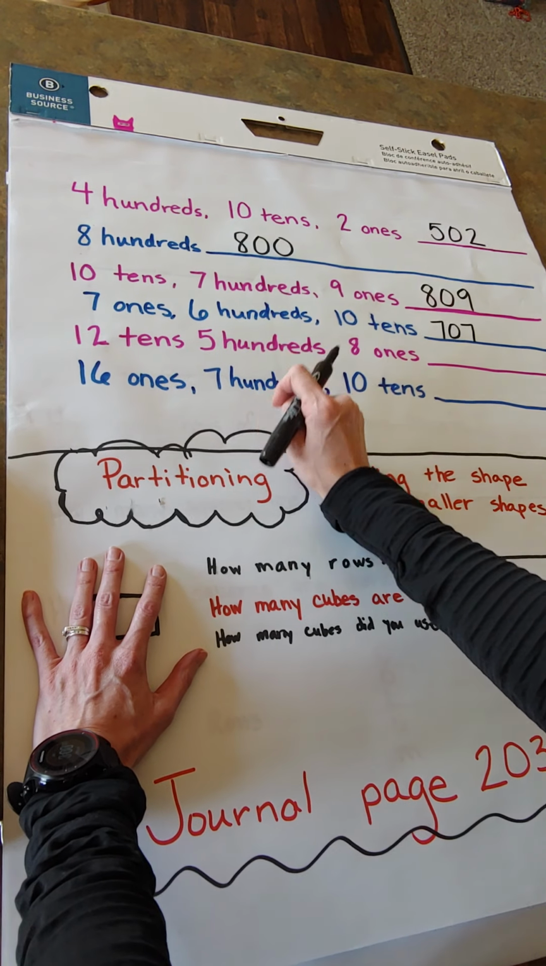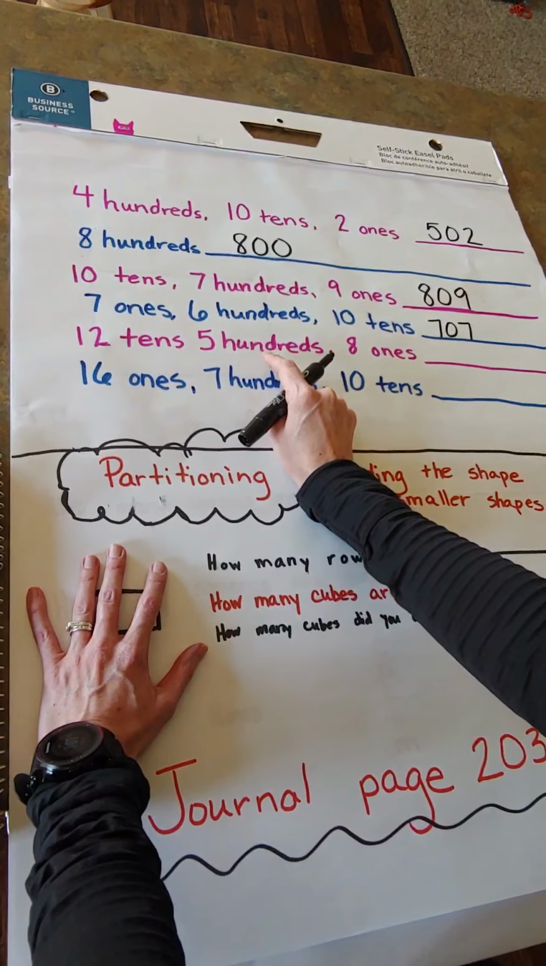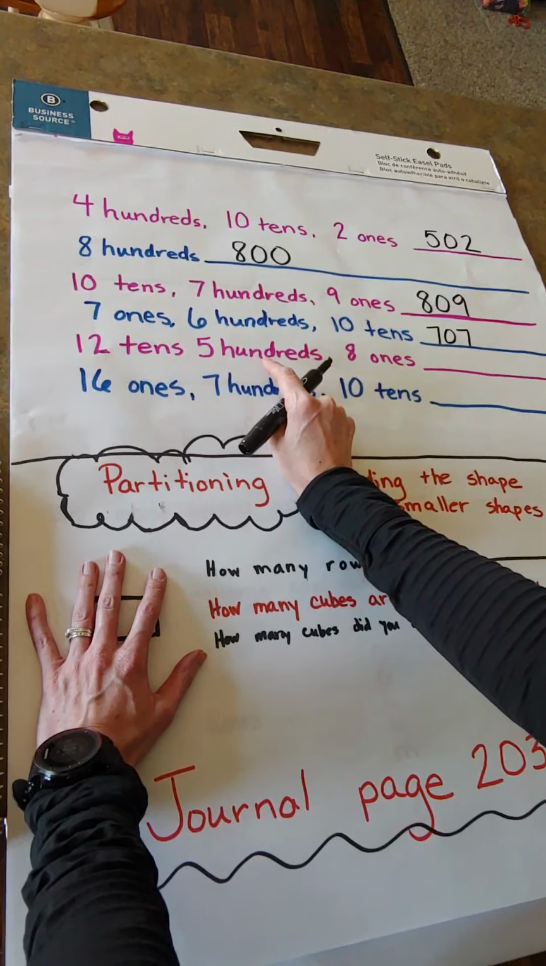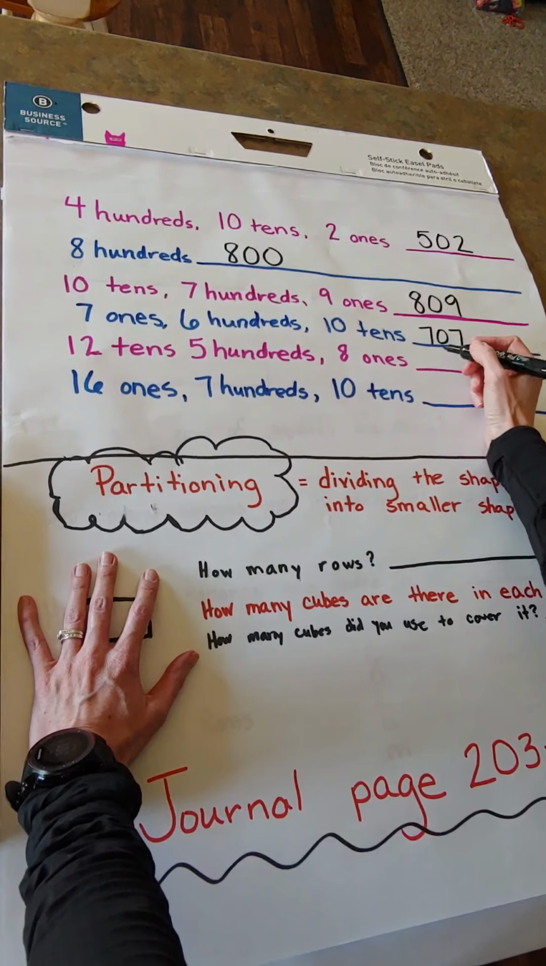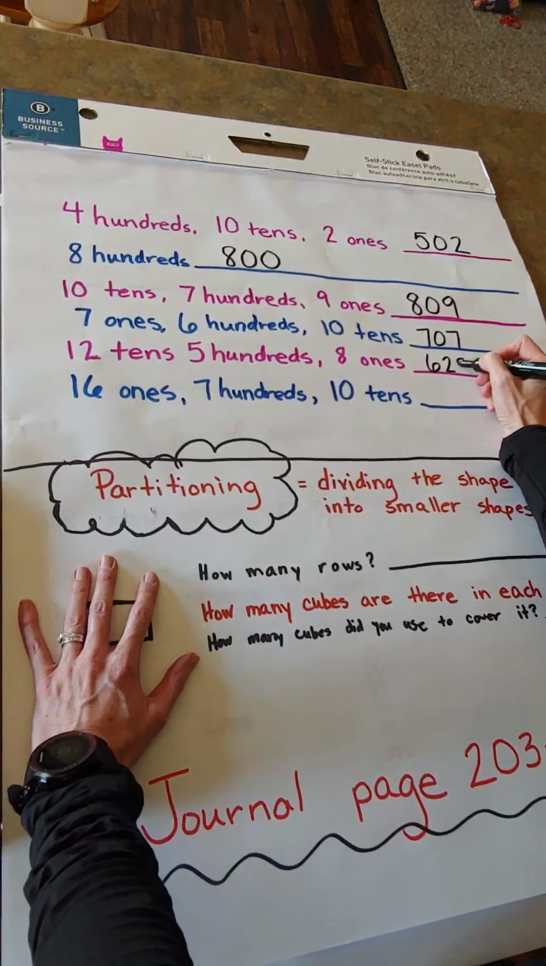Let's try this next one. They're really switching things up here for us, friends. 12 tens. I know 10 tens is 100, plus my 500 here. That must be 600, plus my 2 tens, 10, 20. So 620, and my 8 ones, 628.